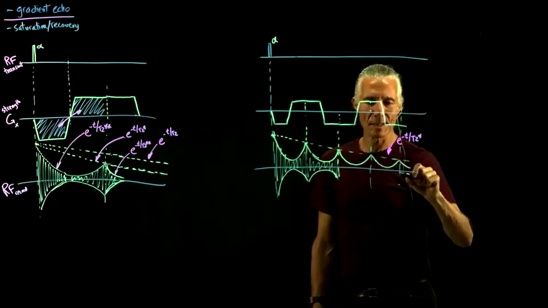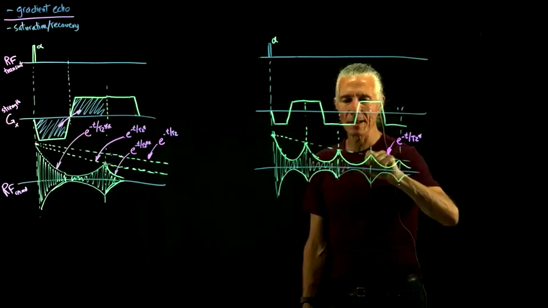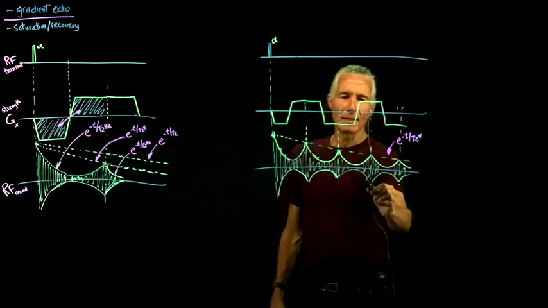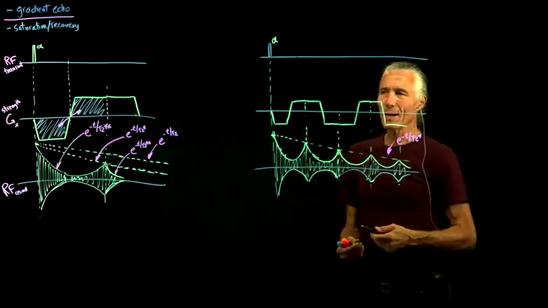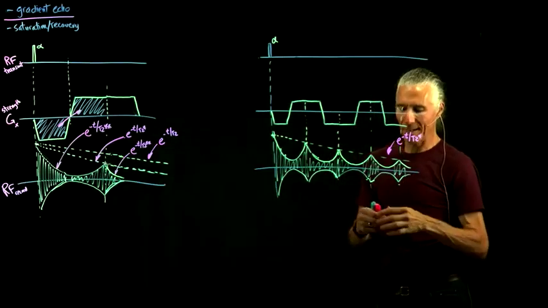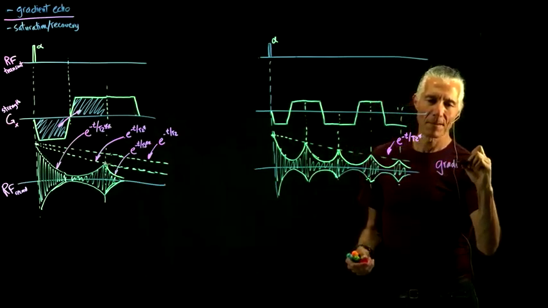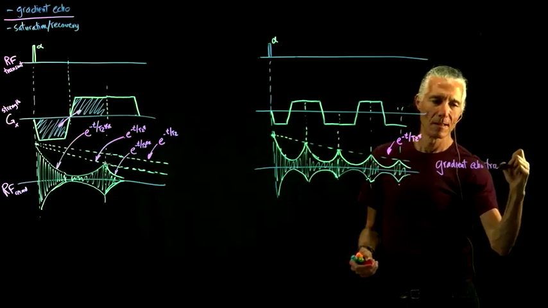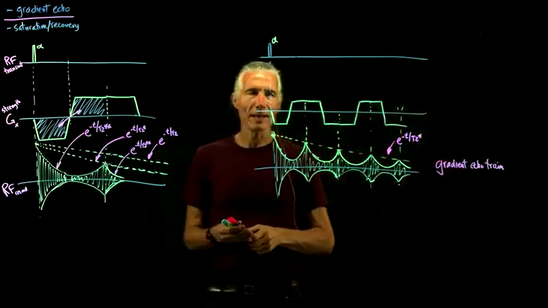So you can do a whole bunch of these like that. Each one gets smaller as we go down, but we can have an echo train, a gradient echo train. So this is a gradient echo train. And it's very similar to the spin echo train.